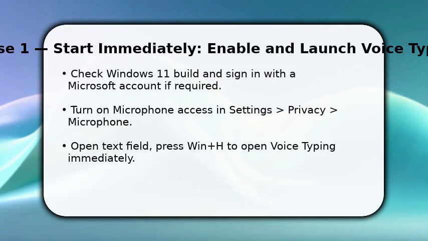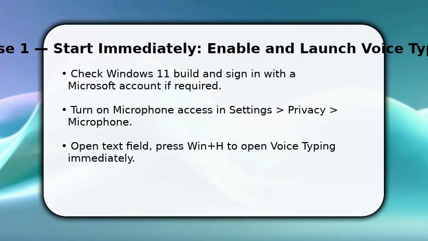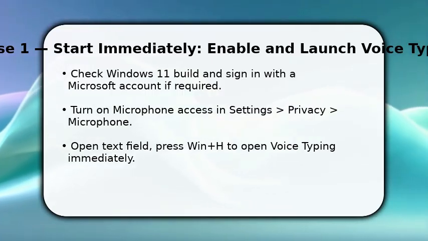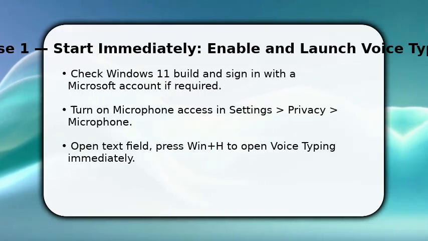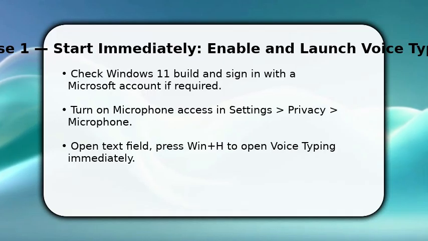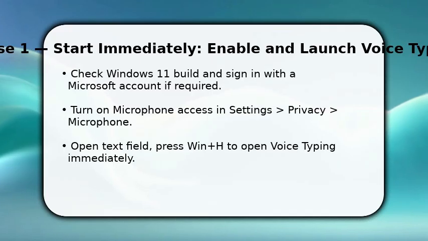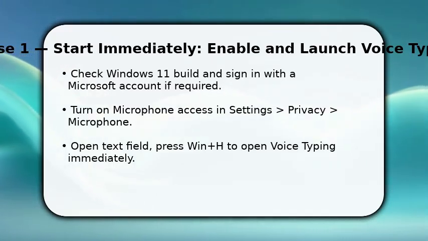You start by preparing minimal essentials. Make sure your microphone is connected and Windows 11 is updated enough for built-in voice typing. Enable microphone access in Settings, Privacy, Microphone, and allow apps to use it. Once done, place the cursor in any text field and press Win+H to open the voice typing toolbar.